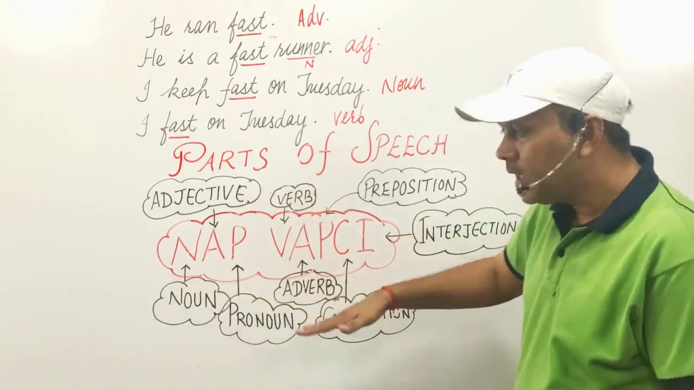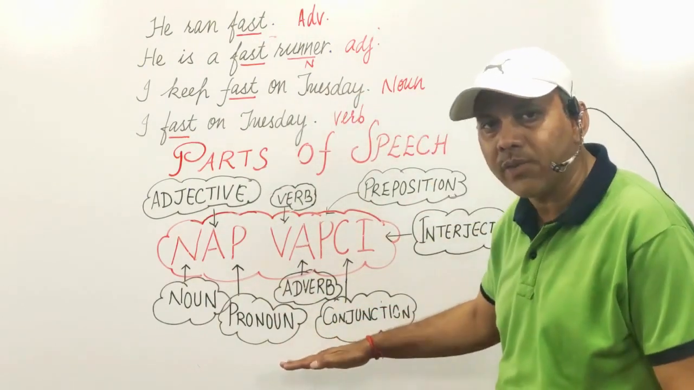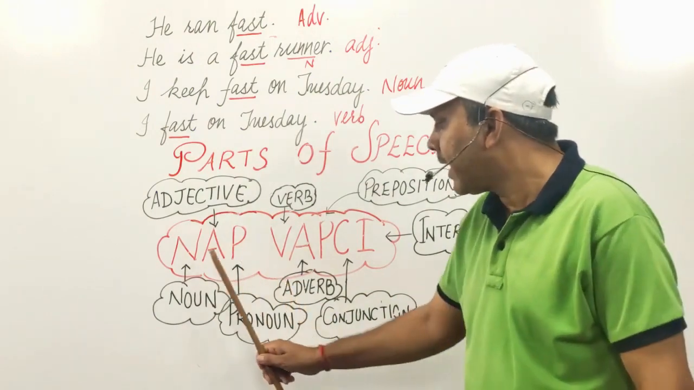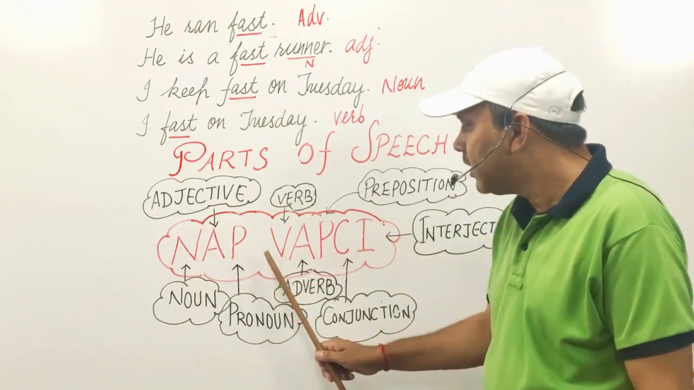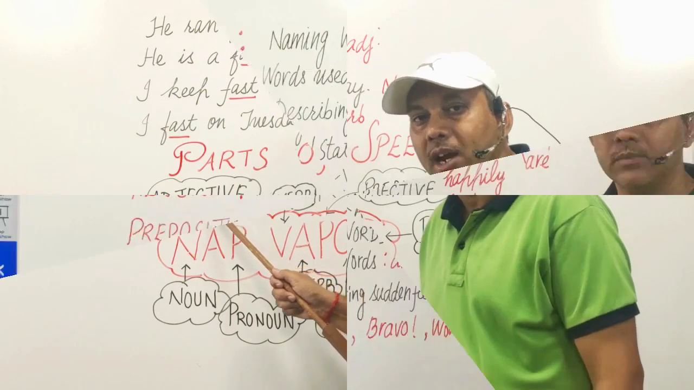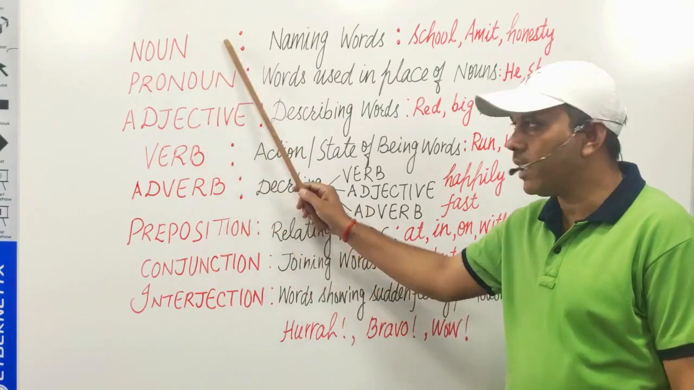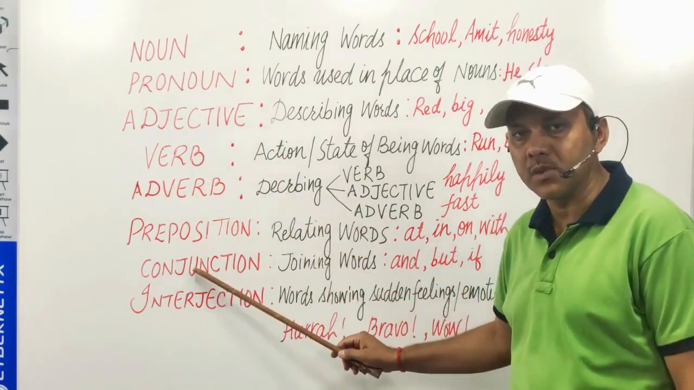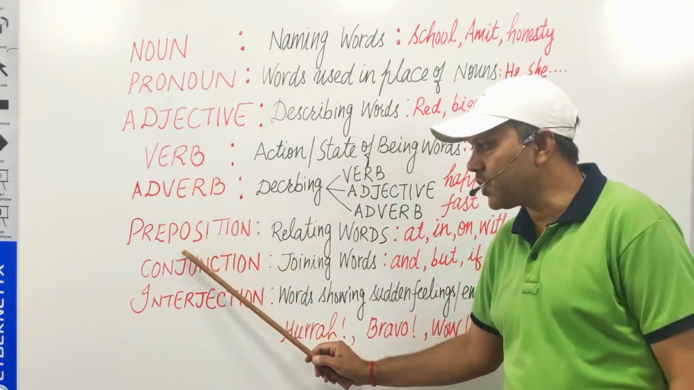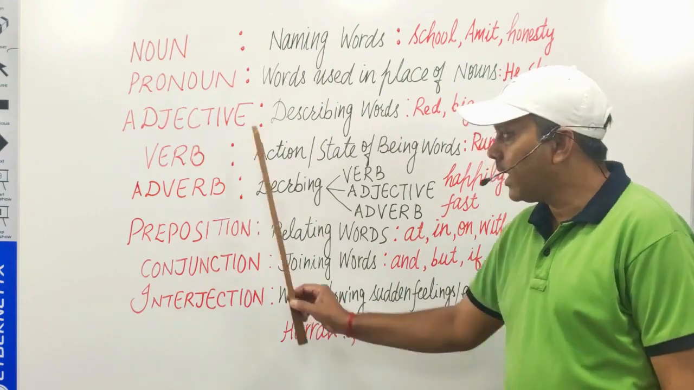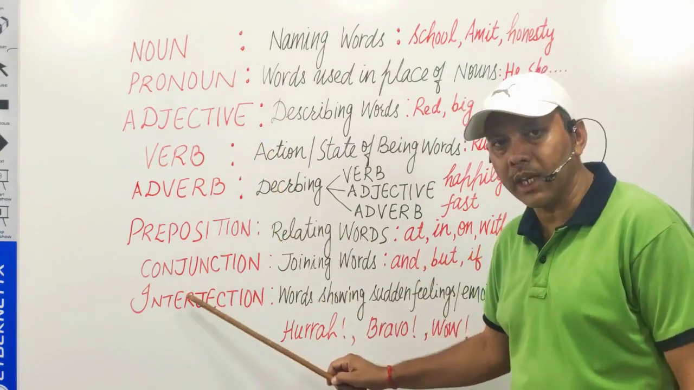In this video, this is the basic concept of parts of speech. This is just an introduction of parts of speech. So let us learn about NAAP VAPSI and which letter refers to which part of speech. As we have discussed, the mnemonic NAAP VAPSI stands for the 8 parts of speech and their names: noun, pronoun, adjective, verb, adverb, preposition, conjunction and interjection. Let us have an introductory definition and reference of all the 8 parts of speech.